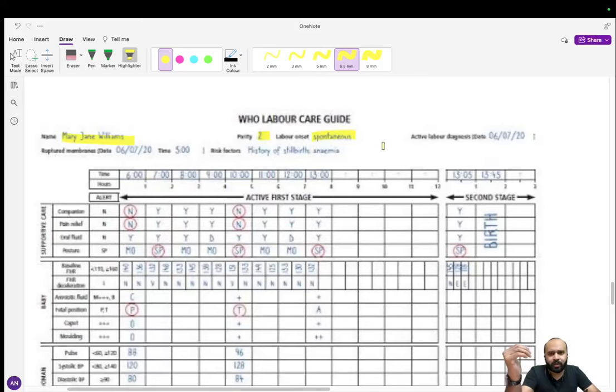So basically, had you done any prostaglandin induction of labor or Foley's induction, it would be noted here, but for this patient it was spontaneous, and her active labor was diagnosed on 6th of July 2020. Next, the rupture of membranes also happened on the same day at 5 a.m. And were there any risk factors? Yes, she had history of stillbirth and anemia in current pregnancy.